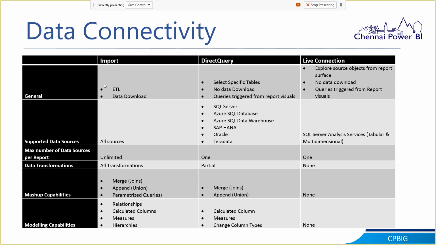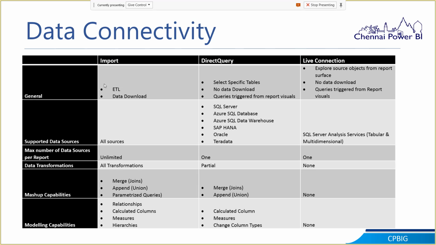When you refresh the report, when you have report visuals or a table of figures, only at that time is it going to create a query, and that query will be sent to the on premises through the gateway, fetch only that related data, and show it to you. And live connection is almost the same. It is going to explore source objects from the report server, with no data download. Again, queries are triggered from report visuals.